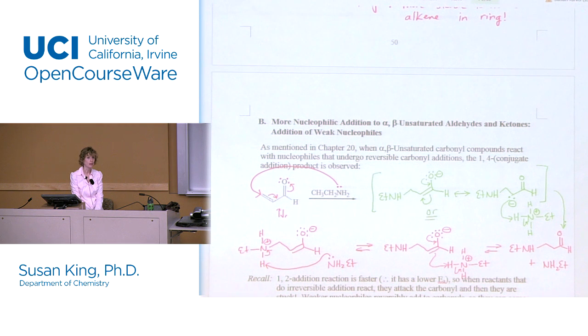Questions on that mechanism? Anybody? How we did that? All right, let's see a vote here. Who likes the first way I did it in red? Okay, who likes the second way? Okay, just a few of you. All right.